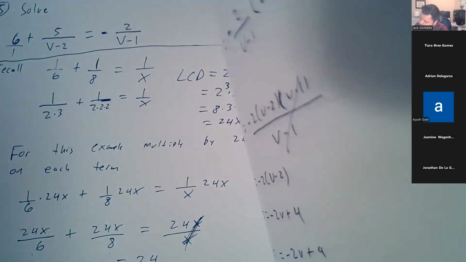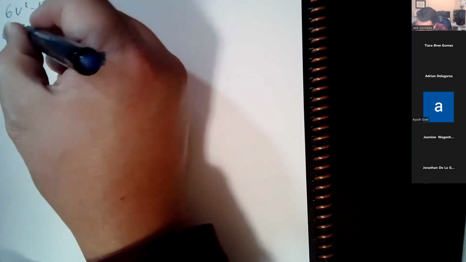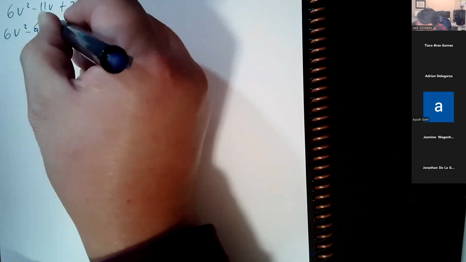And we chose the two numbers, -2 and 9. So it'd be -9v minus 2v.